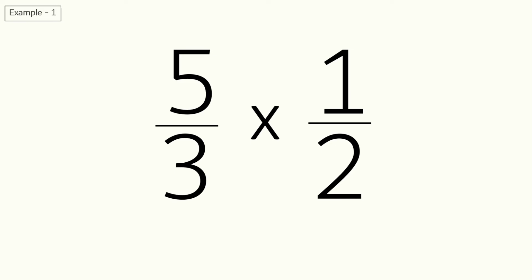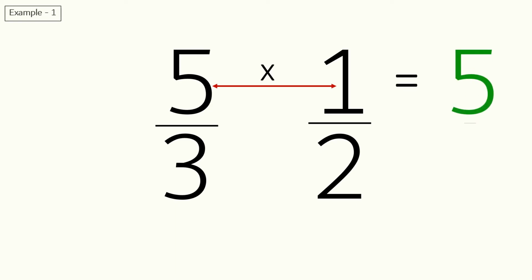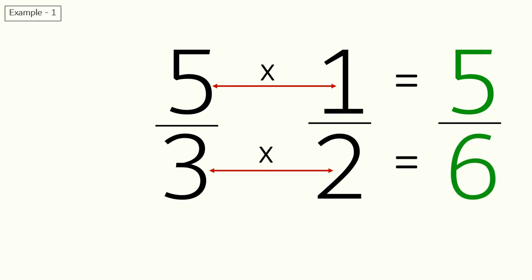To solve it, we will simply multiply the numerators 5 and 1 to get 5. And then the denominators 3 and 2, which is 6. So our answer is 5/6.